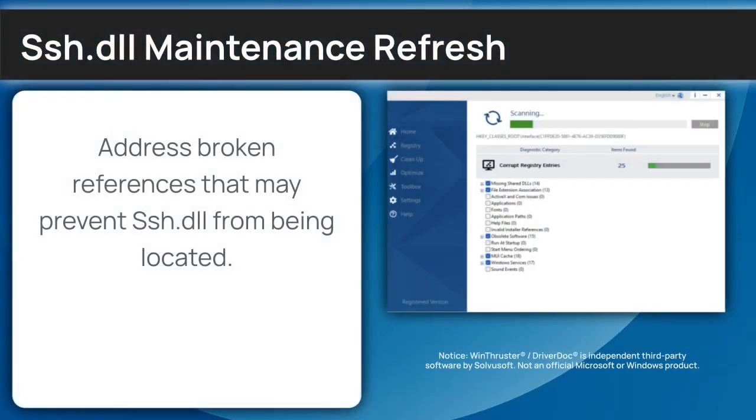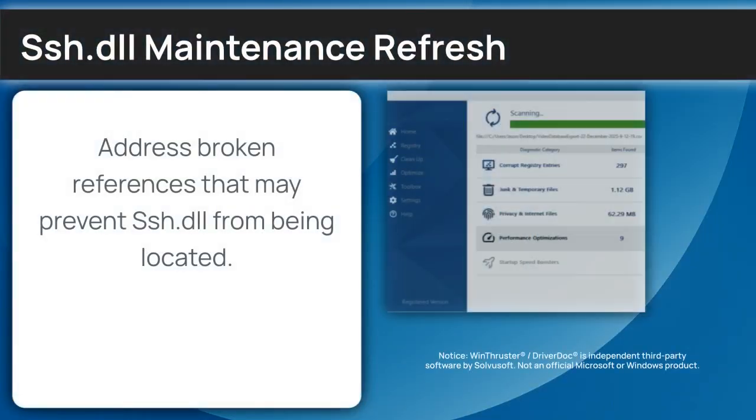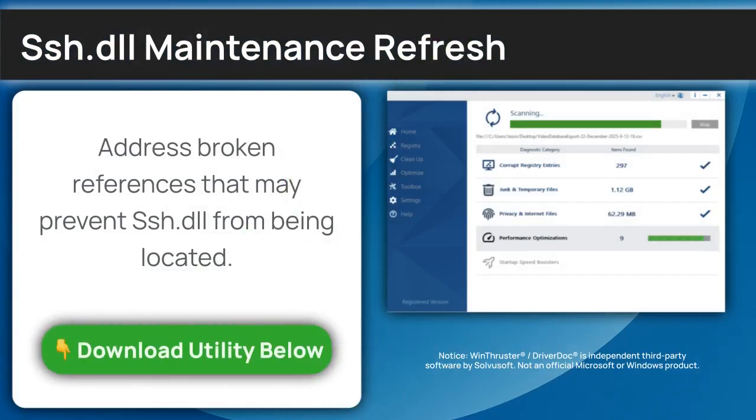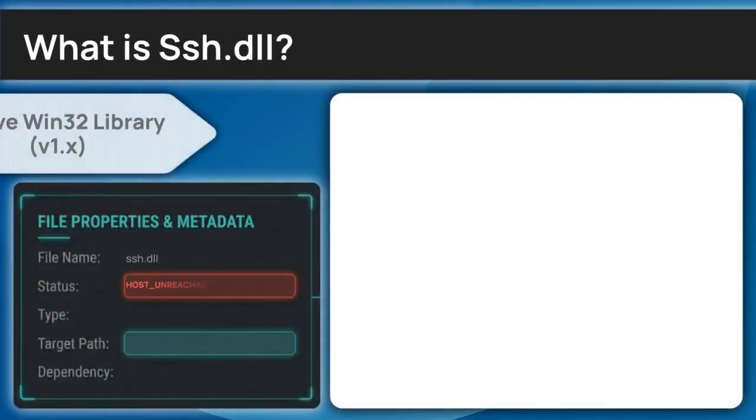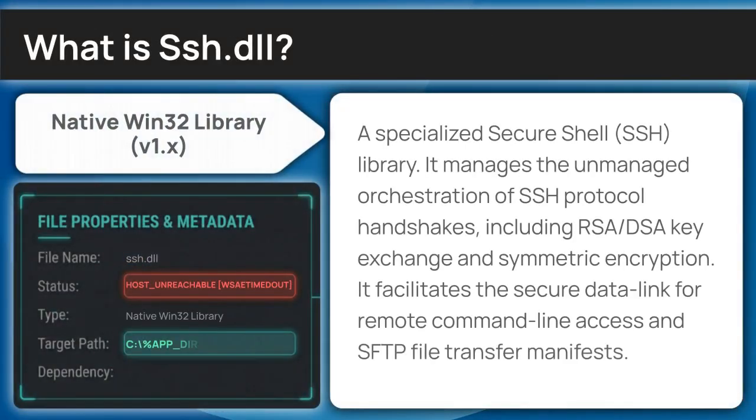To start the walkthrough for SSH Library, you can follow my technical guide or use a utility designed to optimize your system configuration. This is the SSH Library, a specialized secure shell SSH library. It manages the unmanaged orchestration of SSH protocol handshakes, including RSA and DSA key exchange and symmetric encryption. It facilitates the secure data link for remote command line access and SFTP file transfer manifests. With the why out of the way, let's focus on getting you running again.